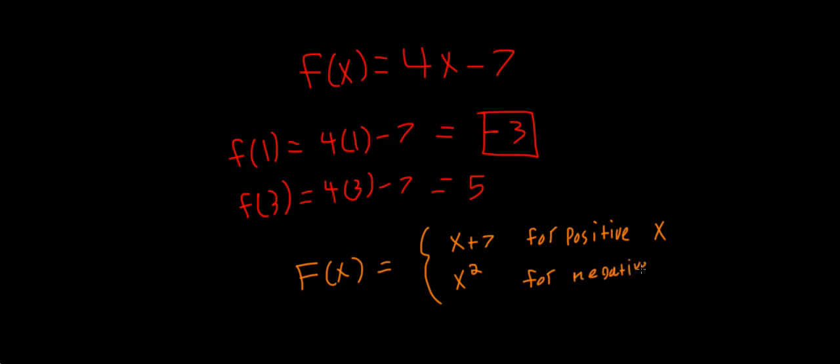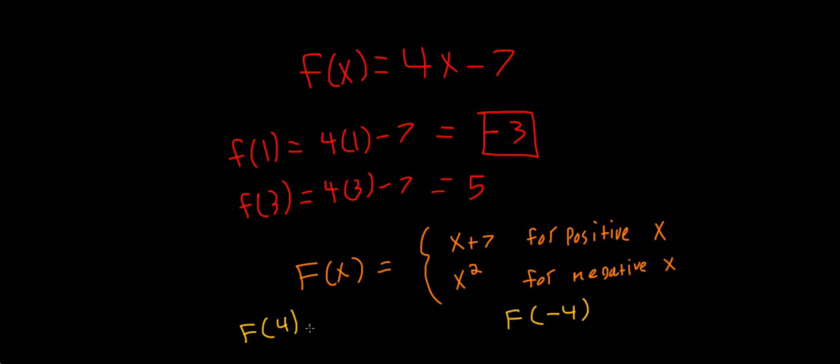All right, well, so we have a relationship that is represented by a function, and we have two different scenarios. So for positive x's, we have f of x is x plus 7, and for negative x's, we have f of x is x squared. And we want to figure out what f of 4 is, and we also want to figure out what f of negative 4 is. So let's go ahead and do that.